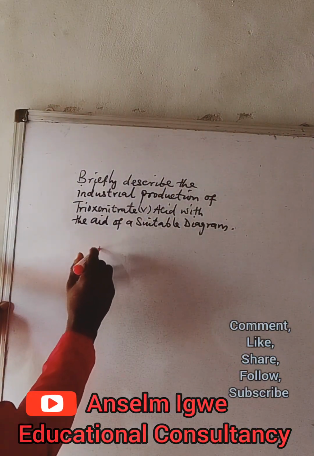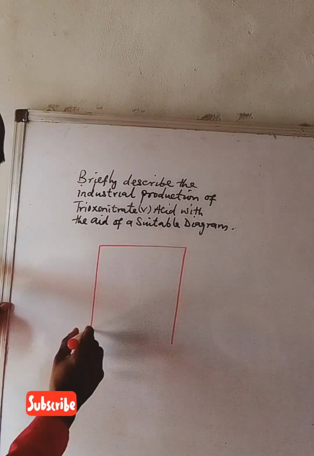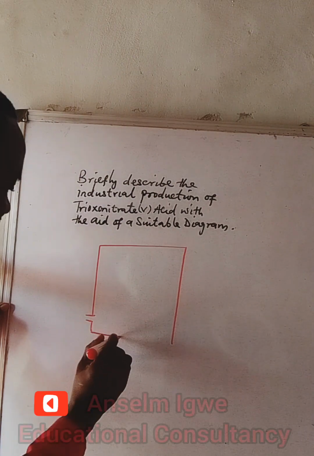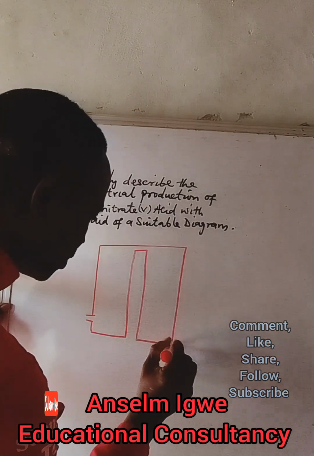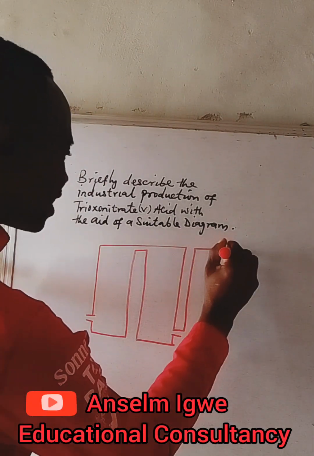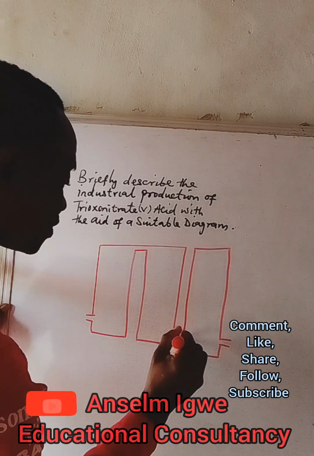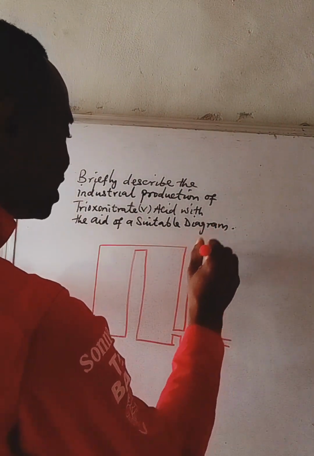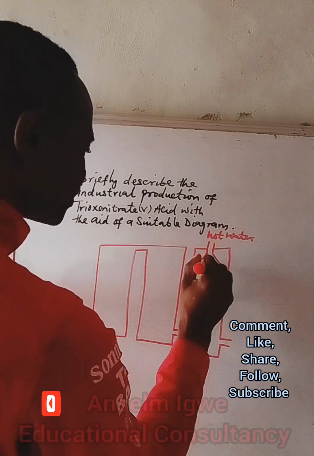In the industry, there are 3 chambers or towers. The first 2 chambers are shown. The first chamber has an inlet of gas, and then it has an outlet into the second chamber, which has an outlet into the third chamber, and finally the third chamber has an outlet for the collection of the trioxonitrate 5 acid. But the last chamber has also an inlet from the top where hot water is sprinkled.